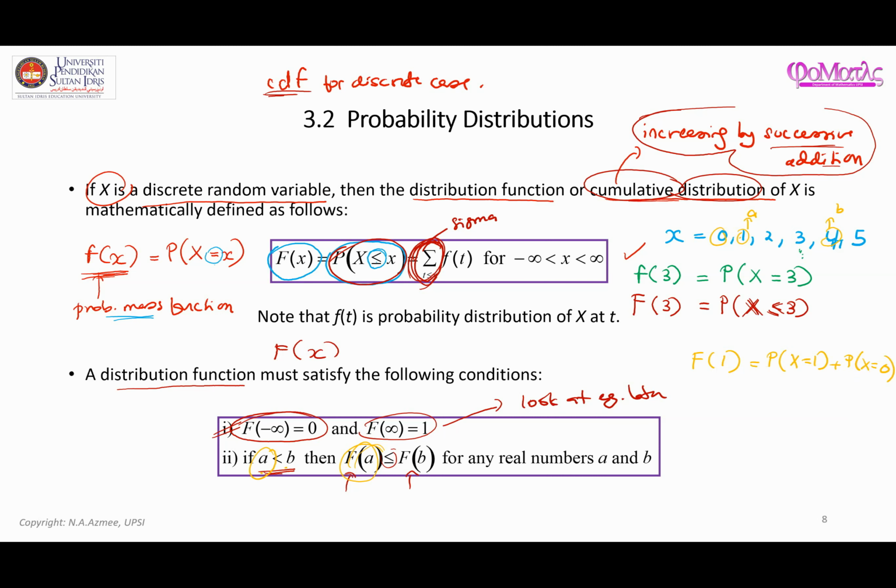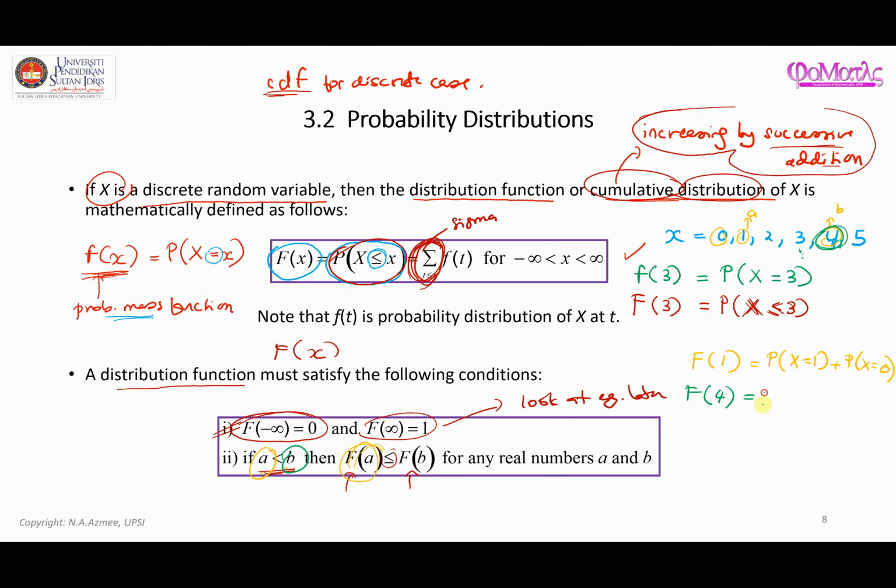Now if you consider the next one here, B is a value that is bigger than A, so this is my value B. In this case, big F4 is the cumulative distribution for x less than or equal to 4.